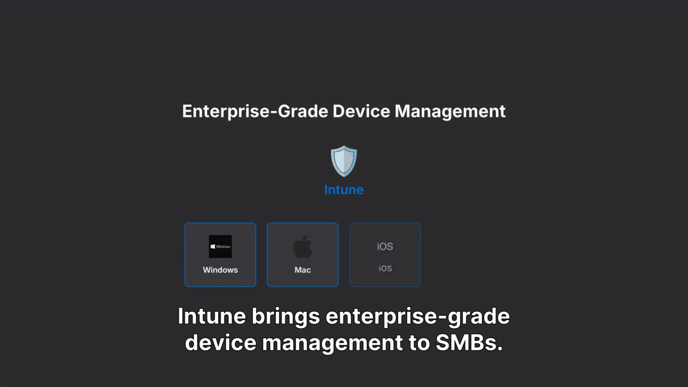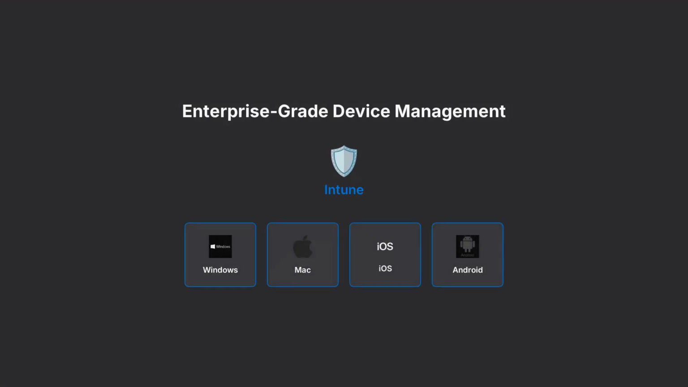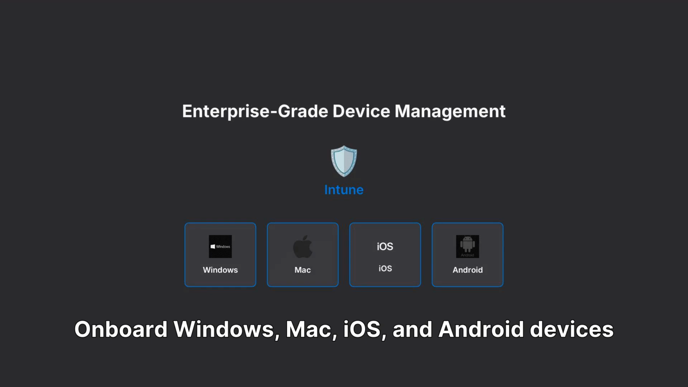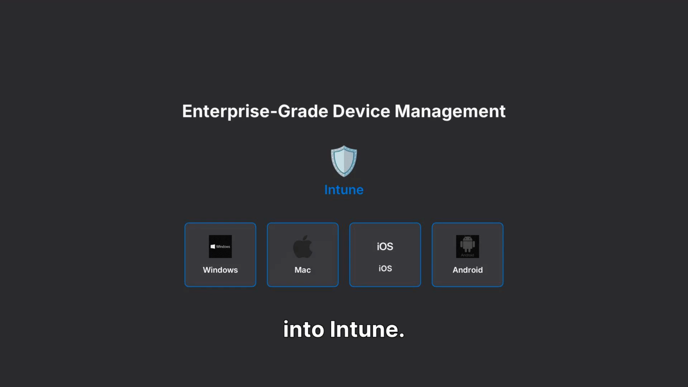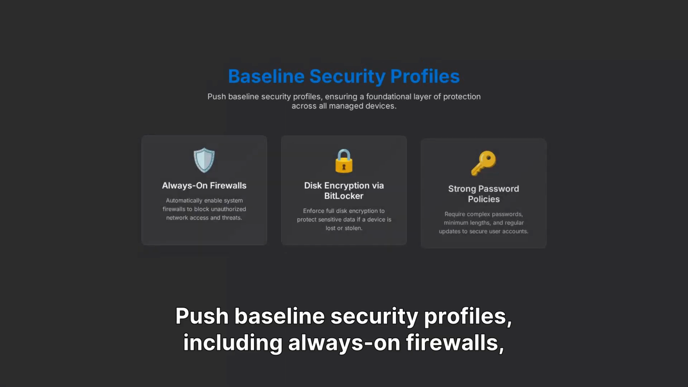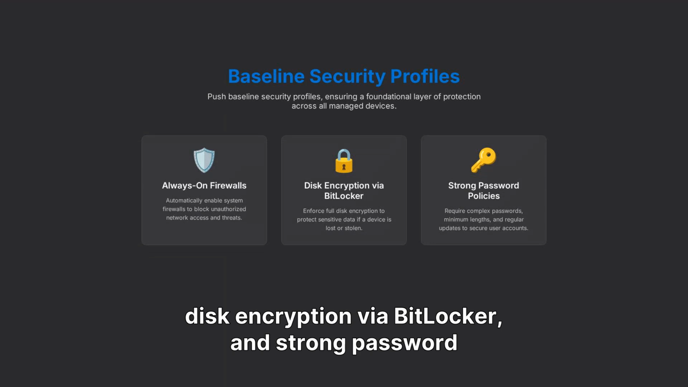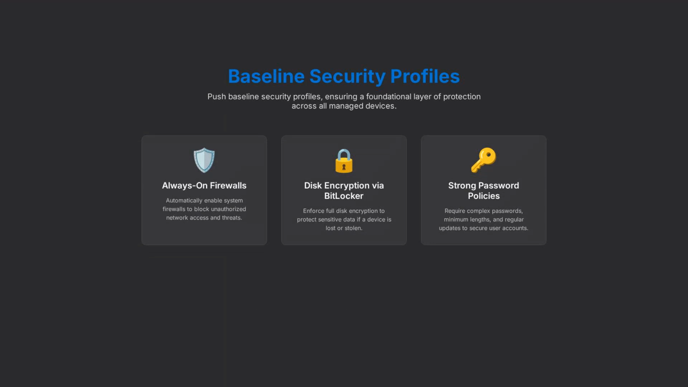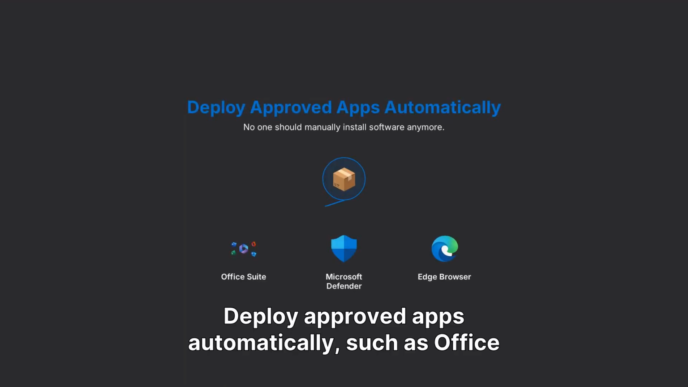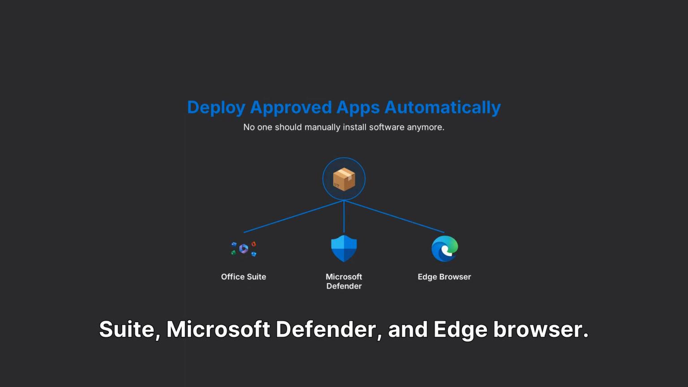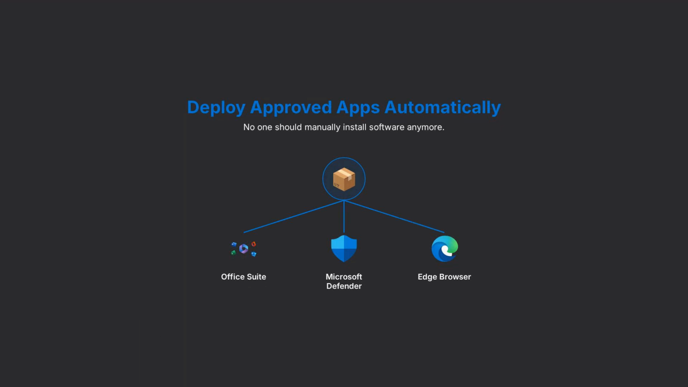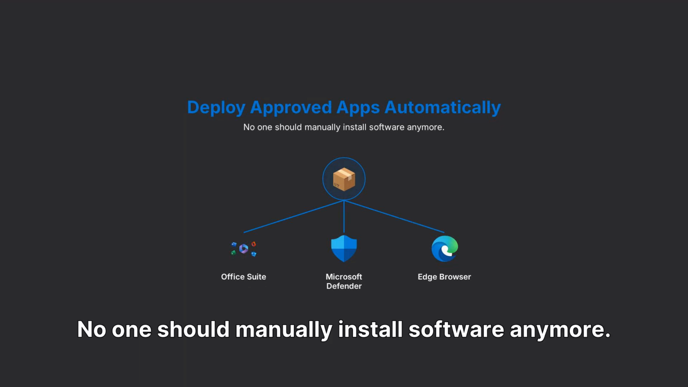Intune brings enterprise-grade device management to small and medium businesses. Onboard Windows, Mac, iOS, and Android devices into Intune. Push baseline security profiles, including always-on firewalls, disk encryption via BitLocker, and strong password policies. Deploy approved apps automatically, such as Office Suite, Microsoft Defender, and Edge browser. No one should manually install software anymore.